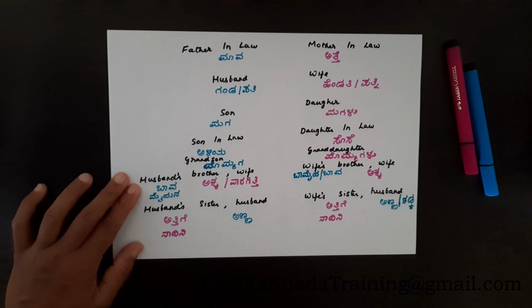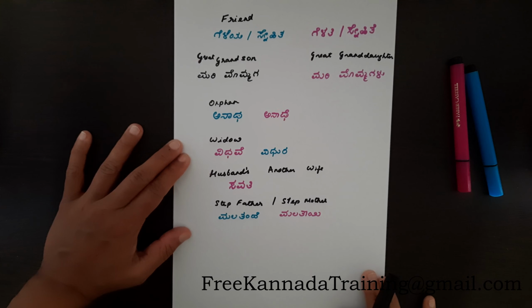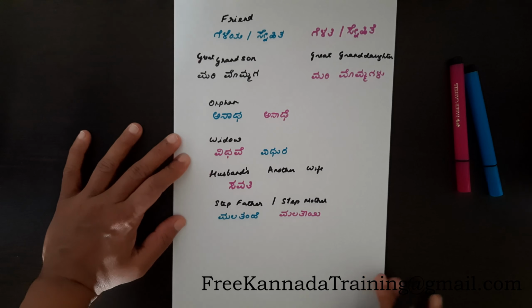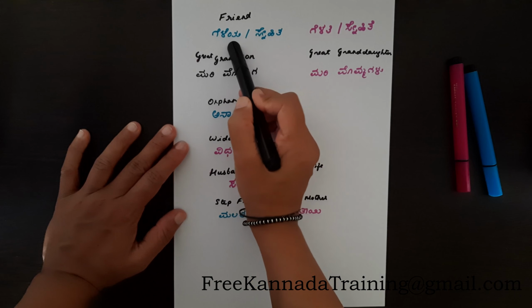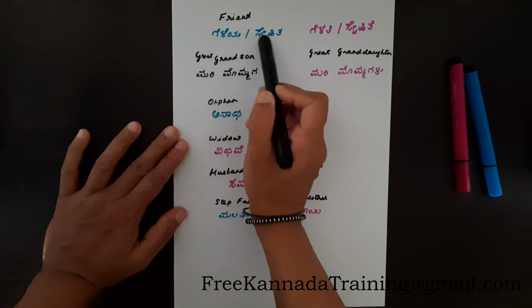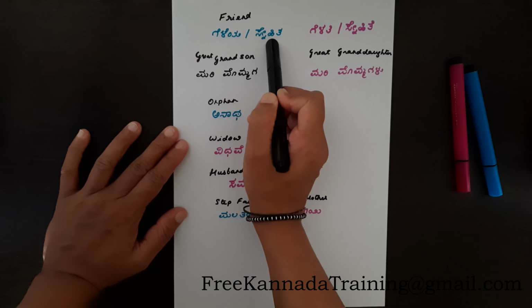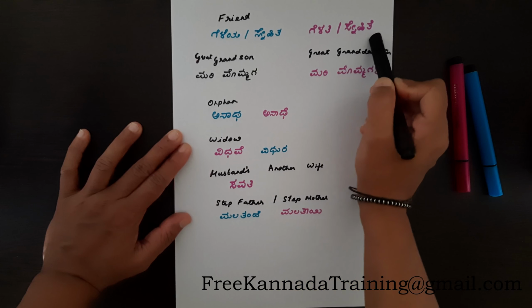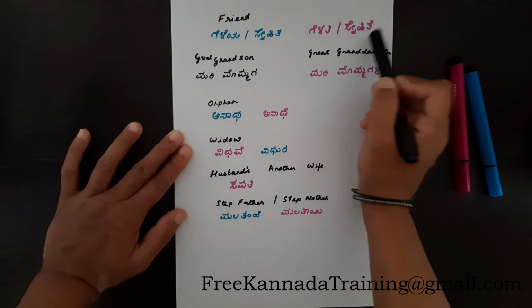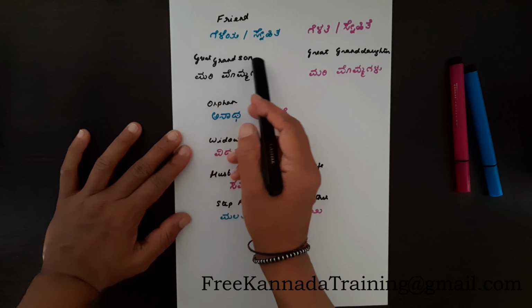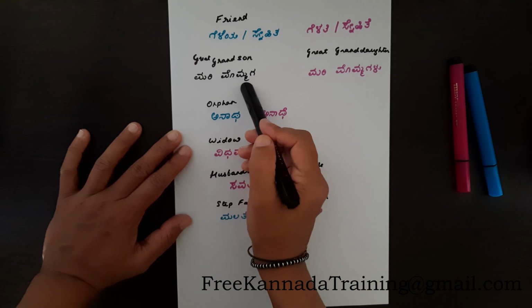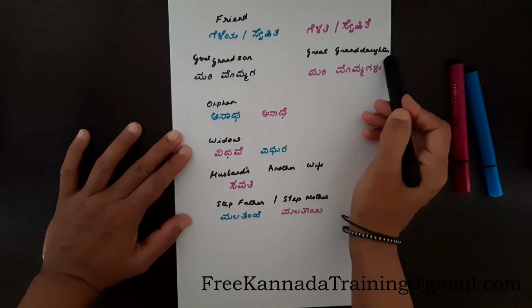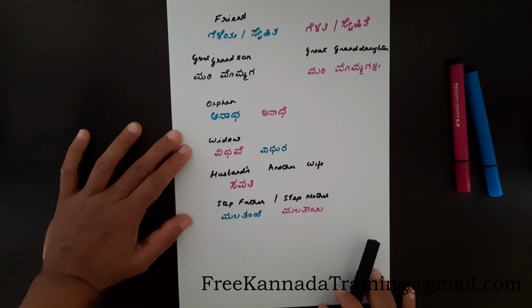This is about your in-laws family or your spouse's family. Let's see few miscellaneous ones. Friend is called as Geleya if it is male, or Snehita, Geleya or Snehita for male, Gelati or Snehite for female, friend. Now great grandson, as I told earlier, Mari Mommaga, great granddaughter is Mari Mommagalu.